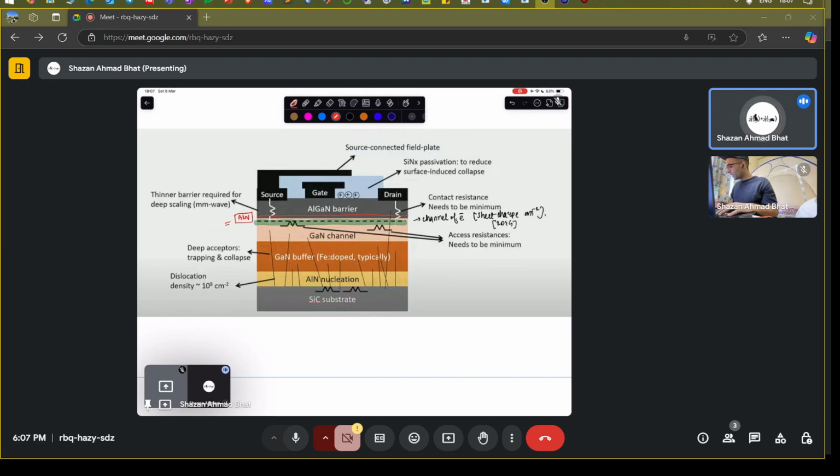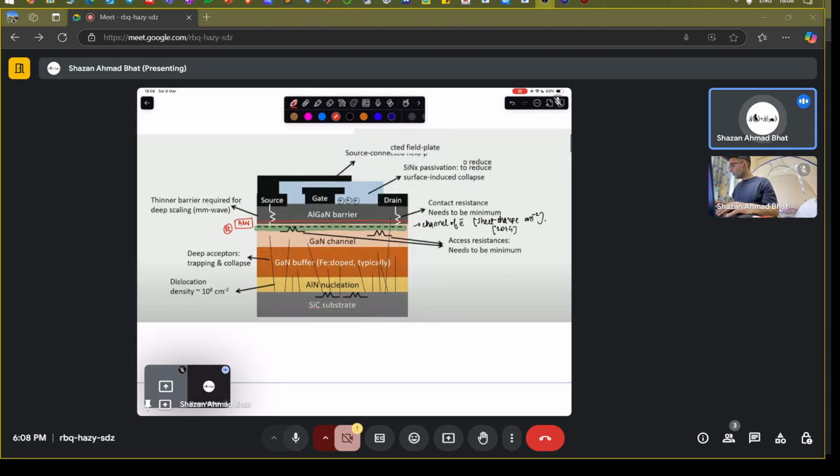It keeps the two-dimensional electron gas confined. It basically prevents scattering and other effects, so you have a huge density of two-dimensional electron gas. Also, this aluminum nitride is a highly polar material, so it has a very large piezoelectric coefficient that brings more charges into the two-dimensional electron gas, and you have a huge density of 2D gas.